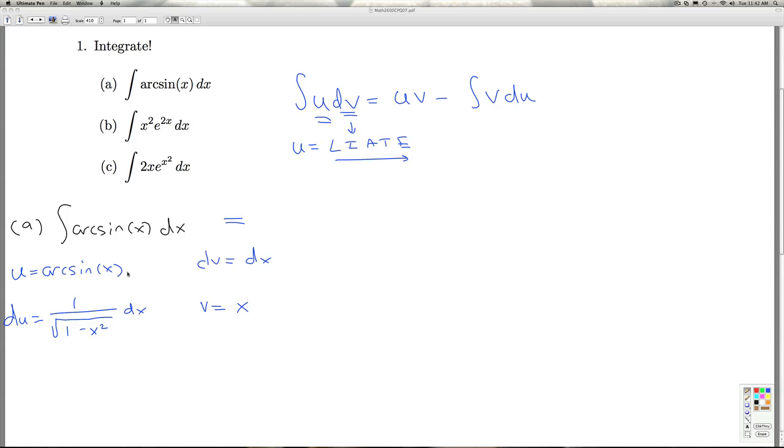So what's this integral equal to? u times v, which is x times the arcsine of x, minus the integral v du, which would be x times that, which would give me x divided by the square root of 1 minus x squared dx. So the hope with integration by parts is that the integral that you end up with is somehow easier than the one we started with. Okay, so let's take a look at this integral now.